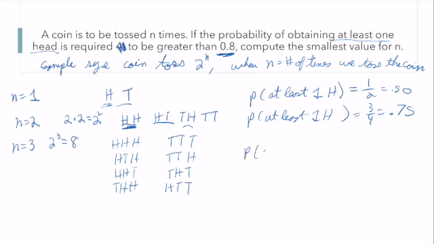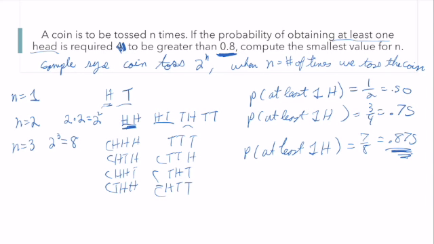So in this case, the probability of having at least one head is 7, because I've got 1, 2, 3, 4, 5, 6, 7 out of 8. Well, 7 divided by 8 is 0.875, which is greater than 0.8. So we have our answer. n has to be 3.